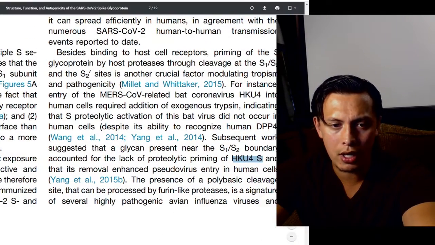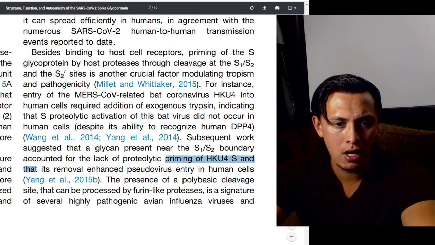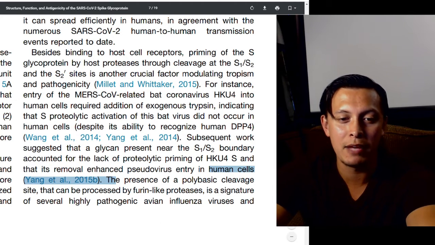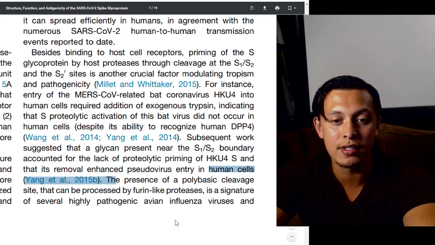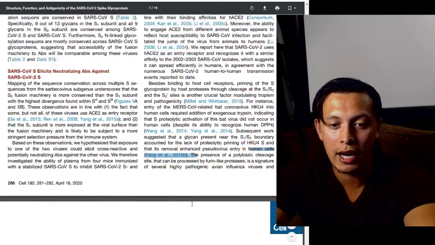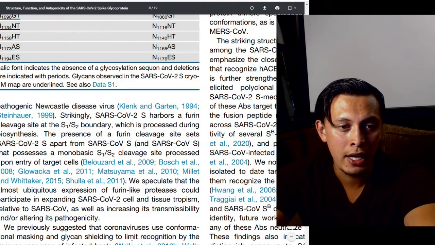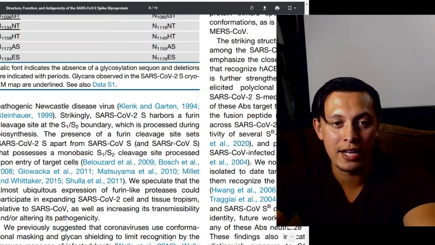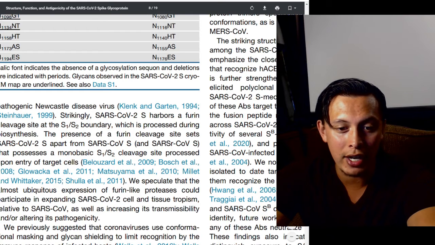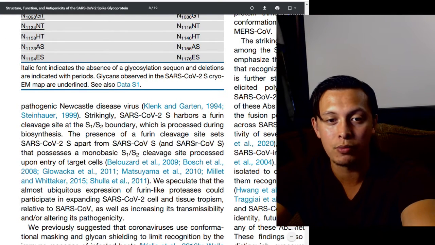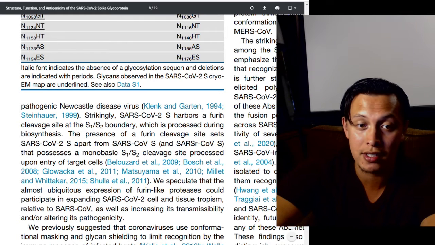So, continuing on, the presence of a polybasic cleavage site that can be processed by furin-like proteases is a signature of several highly pathogenic avian influenza viruses and pathogenic Newcastle disease viruses. Strikingly, SARS-CoV-2 harbors a furin cleavage site at the S1/S2 boundary, which is processed during biosynthesis.